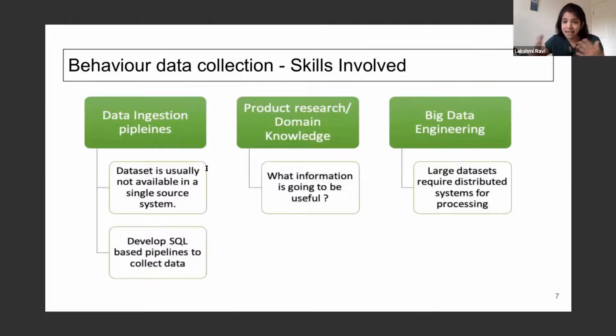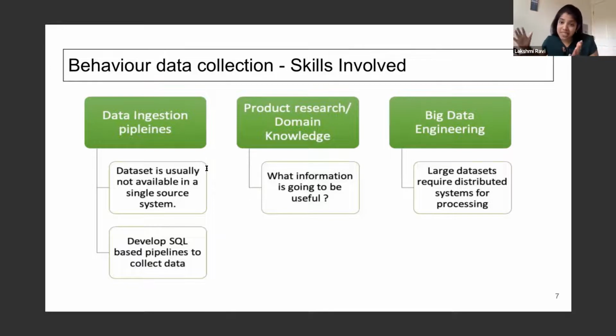The third thing is big data engineering. As we can see, when it is customer behavior, when it is data representing the customer's behavior, it is often going to be a very big data set which requires distributed systems for processing. So for these cases, except for certain exceptions, we can imagine that it is often going to be big data for processing.